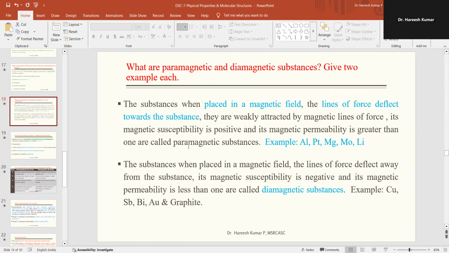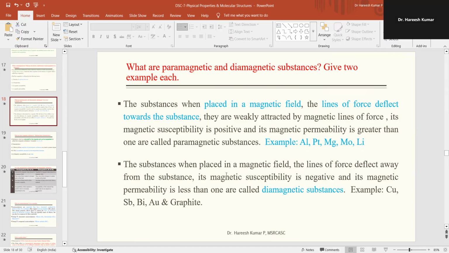What are paramagnetic and diamagnetic substances? Give two examples each. When a substance is placed in a magnetic field and the lines of force deflect towards the substance, they are weakly attracted by the magnetic lines of force. Its magnetic susceptibility is positive and its magnetic permeability is greater than 1. These are called paramagnetic substances. For example, aluminum, platinum, magnesium, molybdenum, and lithium.